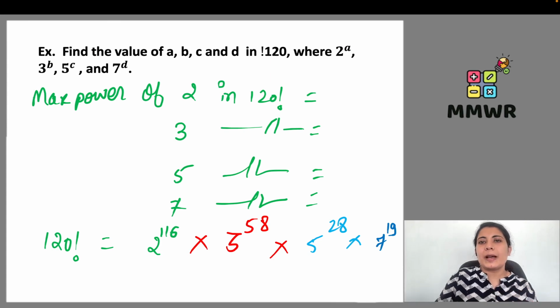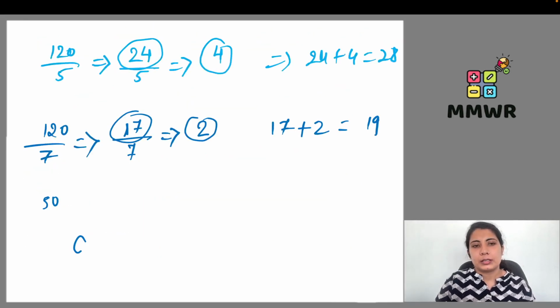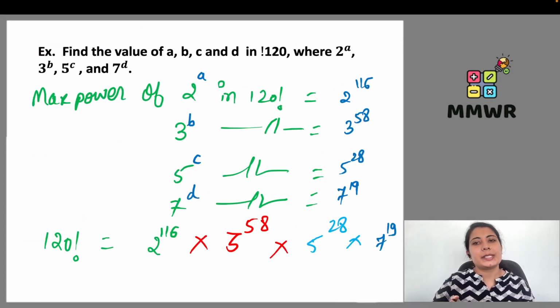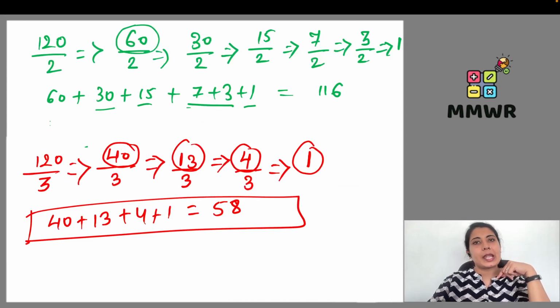What will be the power of 7? 19. So 2 to the power 116, 3 to the power 58, 5 to the power 28, 7 to the power 19. That means we got the values for A, B, C, D. Value for A is 116. Value for B is 58, I guess. Yes. Value for C is 28 and value for D, that means the power of 7, is 19. So 116, 58, 28, 19 will be the answer here. The values for A, B, C, D are 116, 58, 28 and 19.